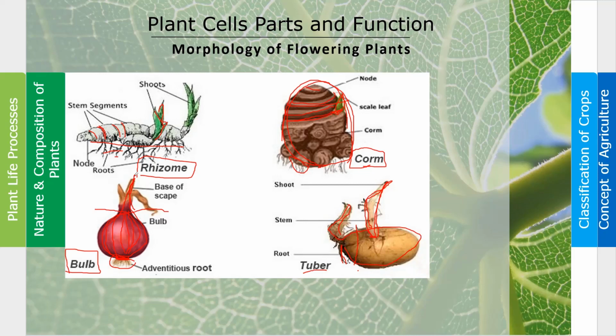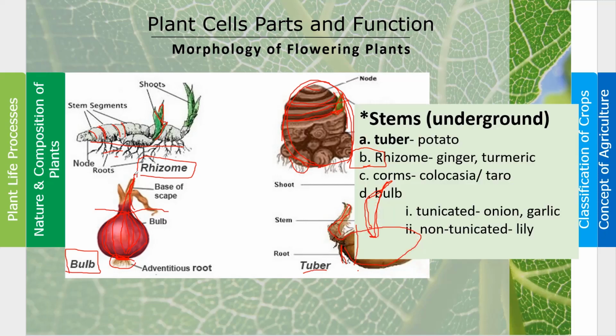And then, tunicated bulbs, we have onion and garlic. Meron silang covering, di ba? Yung nagda-dry siya. Yun yung inaalis natin before cooking. Okay? So, yung inaalis natin before cooking onions or garlic, that's the tunic or the covering. Okay? And then, the non-tunicated, examples for non-tunicated, we have lily plants. Ayan.